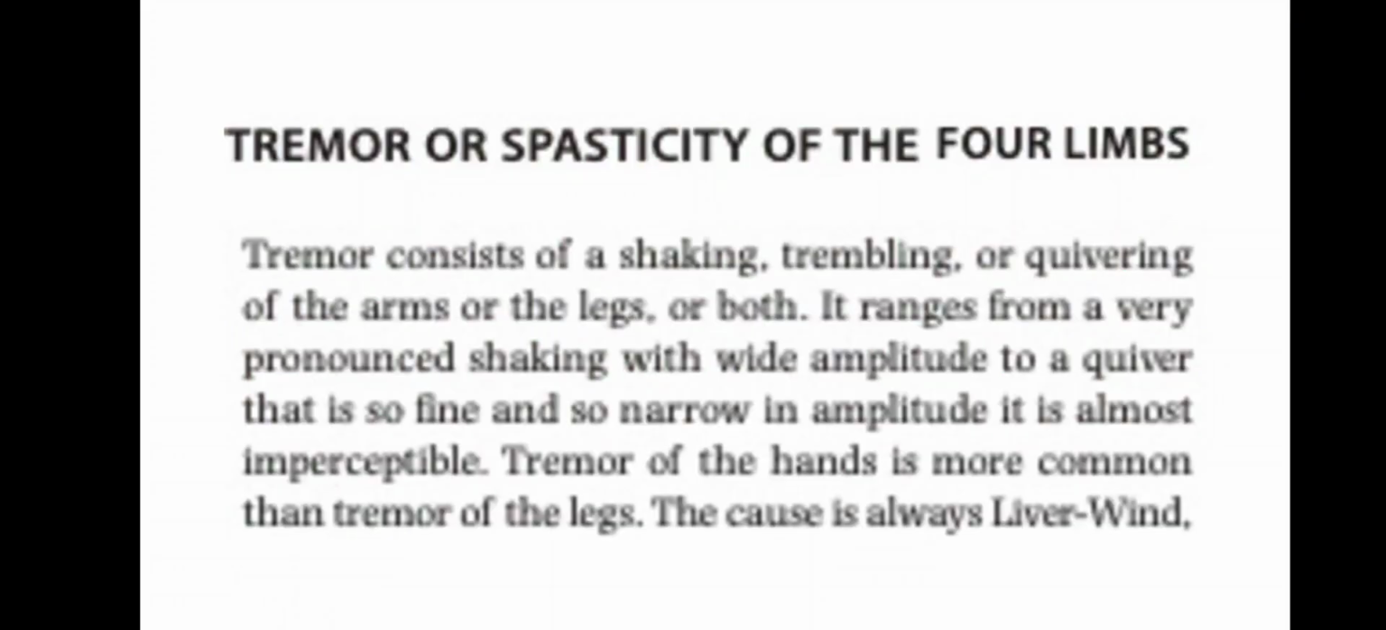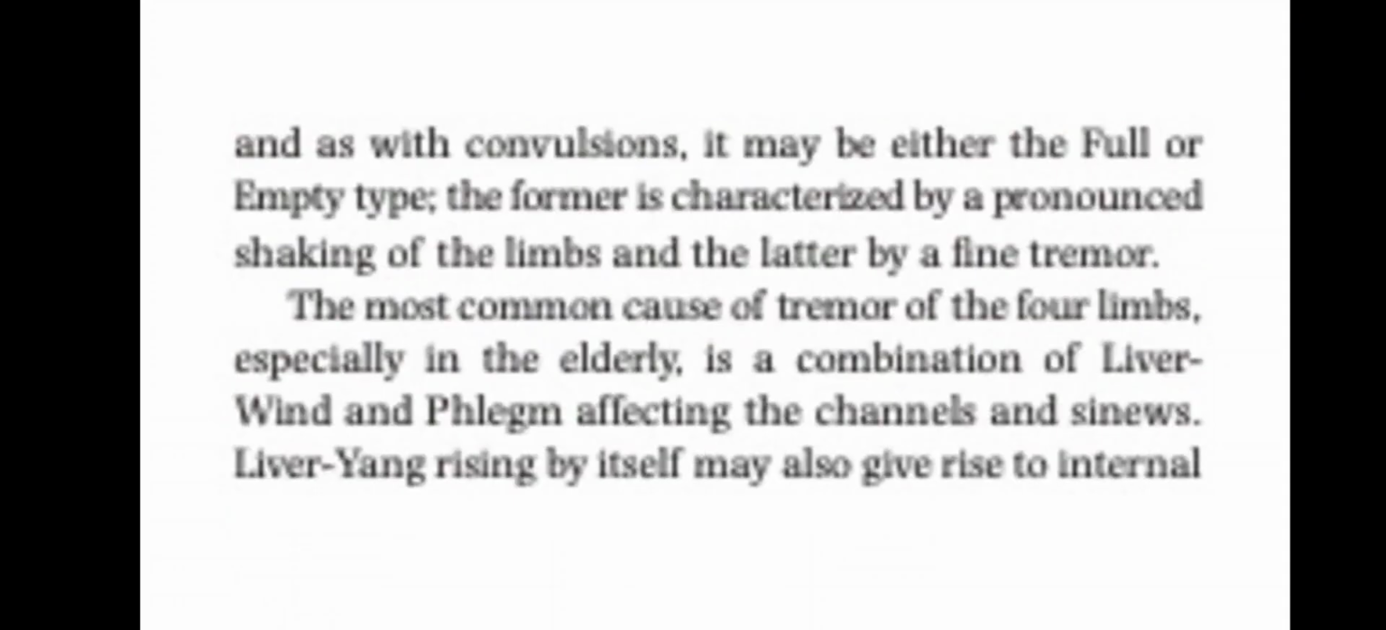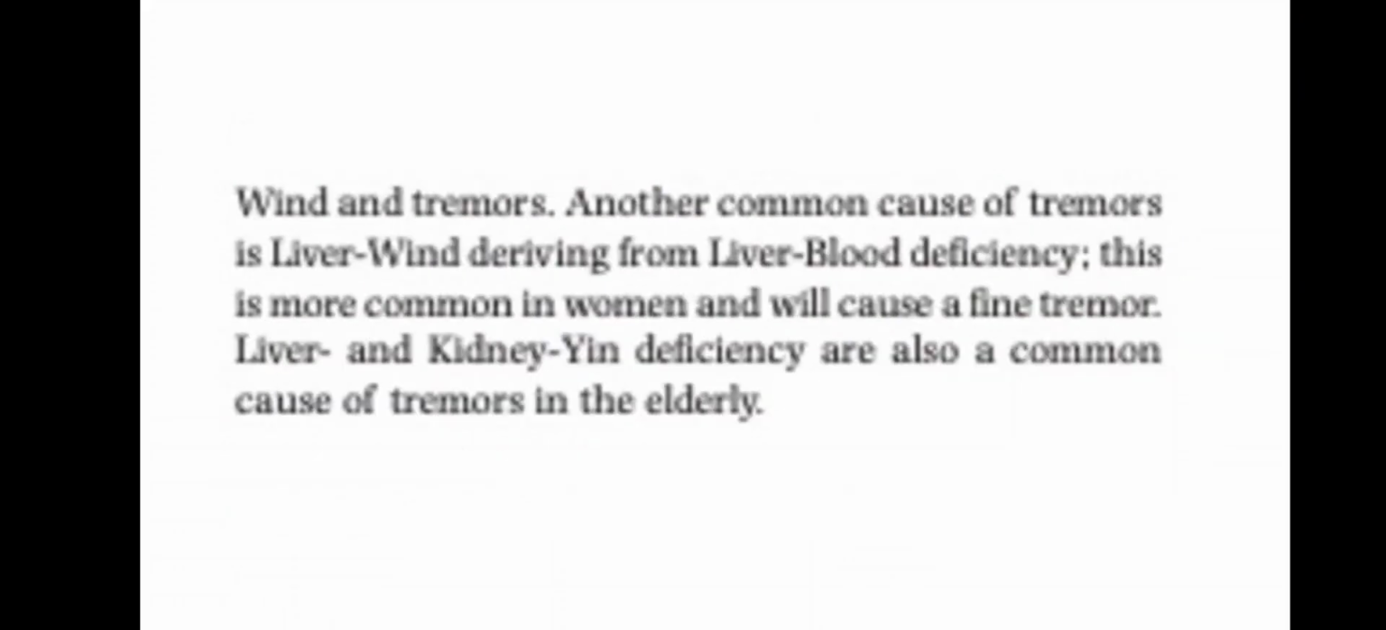The cause is always liver wind, and as with convulsions, it may either be full or empty type. The former is characterized by pronounced shaking of the limbs and the latter by a fine tremor. The most common cause of tremor of the four limbs, especially in the elderly, is a combination of liver wind and phlegm affecting the channels and sinews. Liver yang rising by itself may also give rise to internal wind and tremors. Another common cause of tremors is liver wind deriving from liver blood deficiency. This is more common in women and will cause a fine tremor. Liver and kidney deficiency are also common causes of tremors in the elderly.